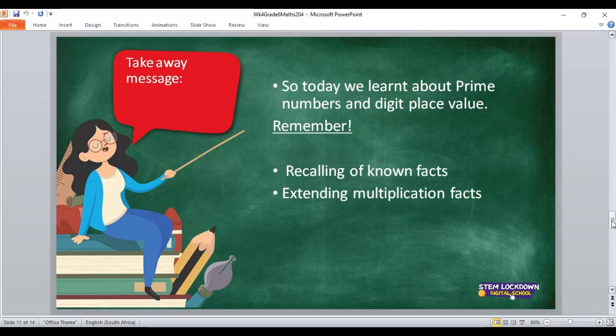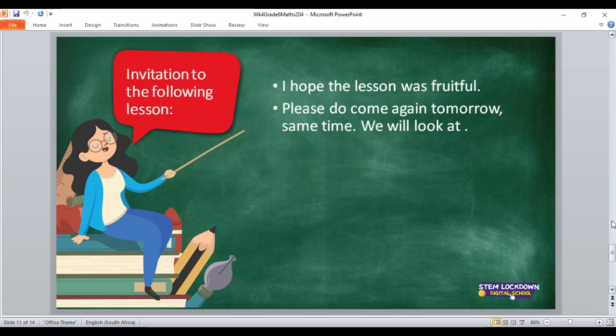Okay, remember grade 6 that we've learned the recalling of known facts and also the extending of multiplication facts.